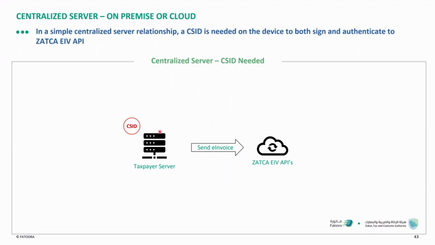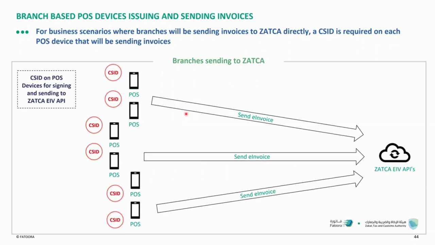So as we mentioned, this is the most simple, let's say, model where we have a single taxpayer server that is generating and sending the invoices, and it is the one that is required to have a CSID. Another example is that we have, let's say, multiple branches for our taxpayers. Each one has a different point of sale, and each one of them is actually generating and sending an invoice to Zatka platform. So each of these individual points of sale will be required to have a CSID. So they have to go through all the steps that we have seen previously, from sending the compliance checks, the CSR requests, and all these things to make sure that each individual device has a compliant or a production-ready CSID.